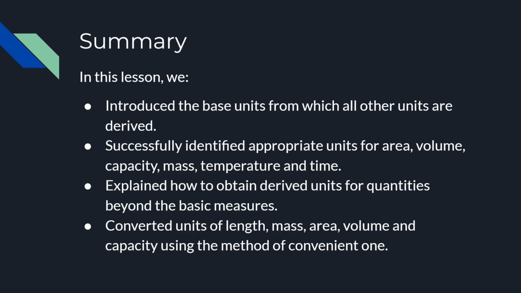So let's summarize what we did today. In this lesson, we began by introducing the base SI units, which are the building blocks for all measurements, and this allowed us to identify the appropriate units for mass, temperature, and time. We then explained how to obtain derived units by combining base units through multiplication or division, giving us the units for area, volume, and capacity. After establishing these units, we discussed SI prefixes, which enable us to perform unit conversions between various units of the same measure by using the method of choosing convenient ones.